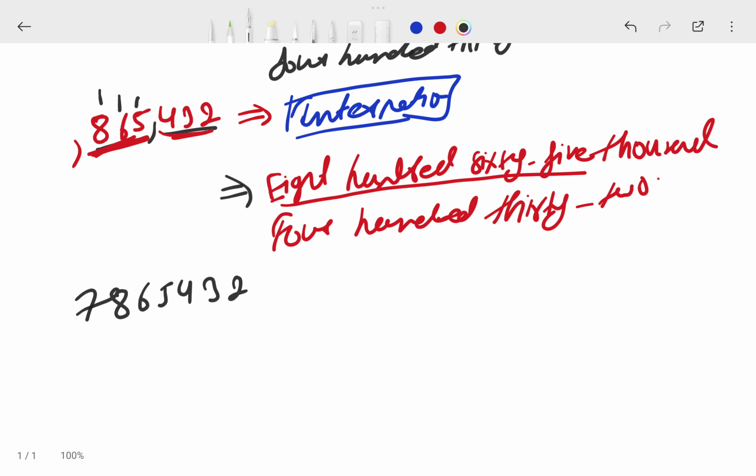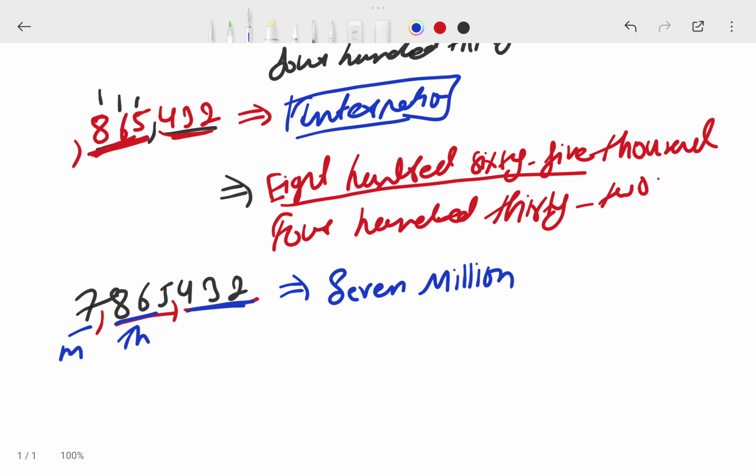Okay, now I will explain one more question: 7865432. Now in the international number system, first three digits comma. If you want to write this one, how will you write? Simple. This is the 100, this is 1,000, and this is a million. So how much? This is 7 million, right? 7 million over.